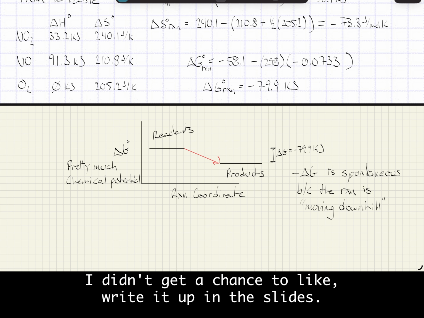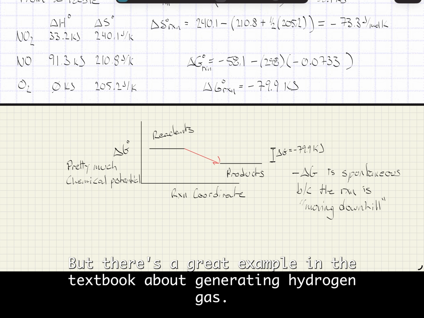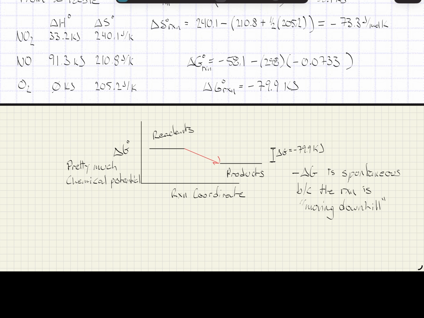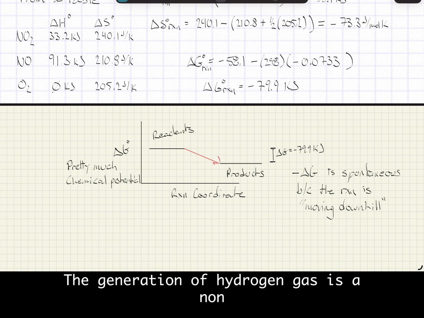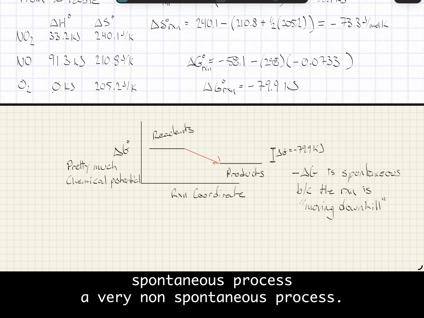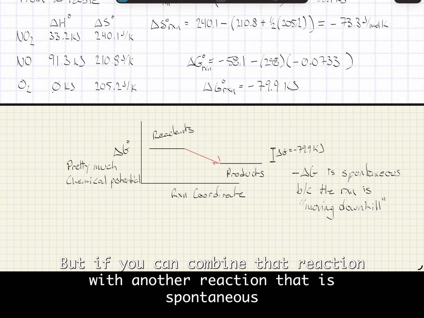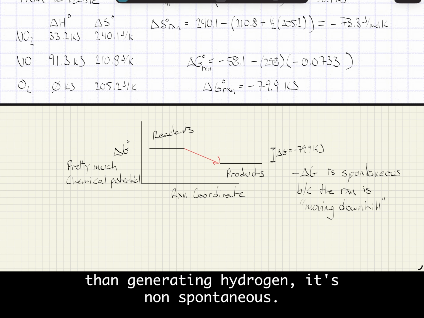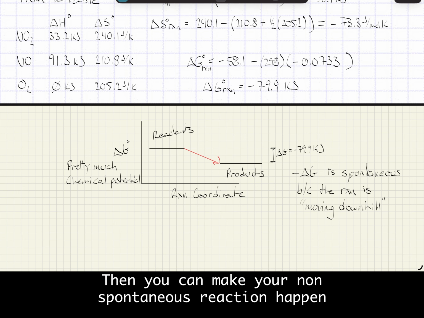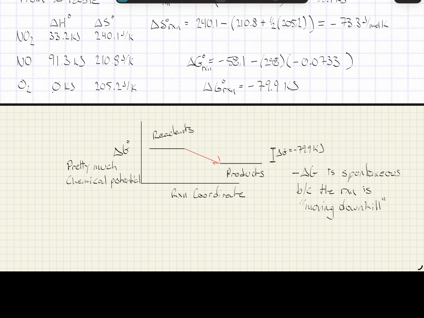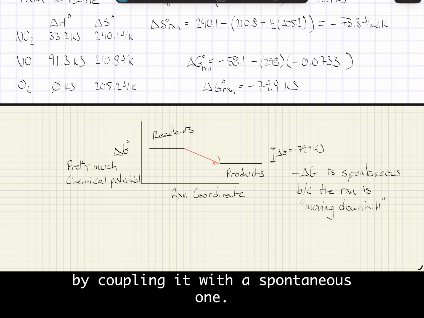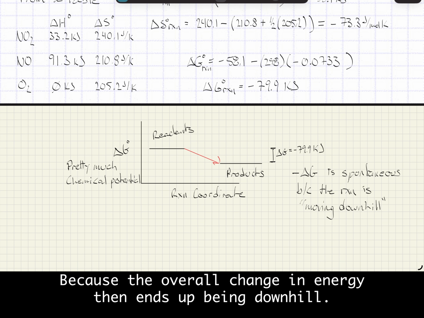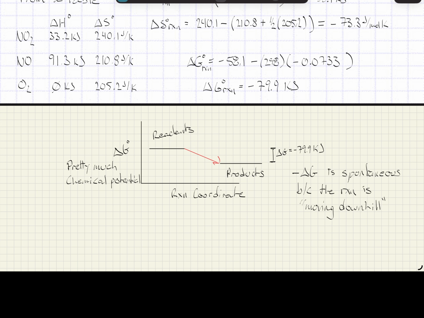I didn't get a chance to write it up in the slides, but there's a great example in the textbook about generating hydrogen gas. The generation of hydrogen gas is a non-spontaneous process, a very non-spontaneous process. But if you can combine that reaction with another reaction that is spontaneous, in a sense, more spontaneous than generating hydrogen is non-spontaneous, then you can make your non-spontaneous reaction happen by coupling it with a spontaneous one, because the overall change in energy then ends up being downhill.